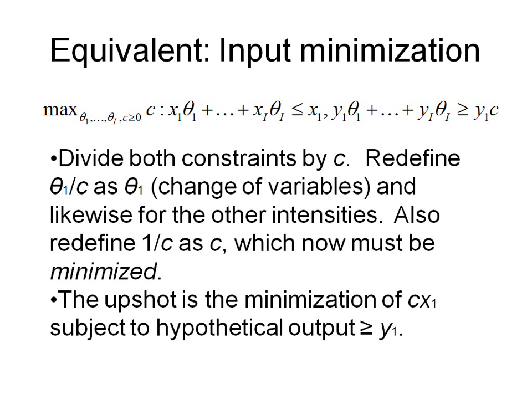In the previous example we did output expansion. You could just as well do input contraction. So to produce your output vector, how much less input do you need? That is equivalent. It is equivalent because of the assumption of constant returns to scale. There are variants to benchmarking where you have variable returns to scale, and then it's no longer equivalent.